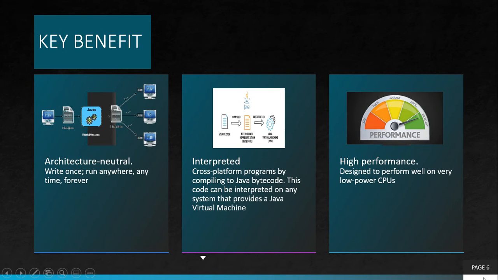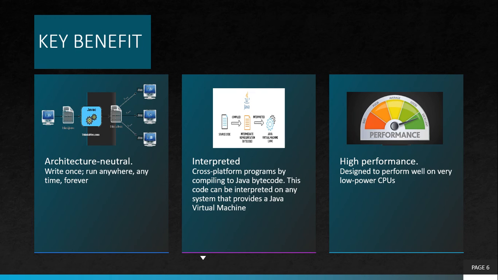The next chapter is architecture neutral. Architecture neutral means the same thing we say in portability: whenever you write an application in one place, you can execute the same code anywhere and at any point of time.